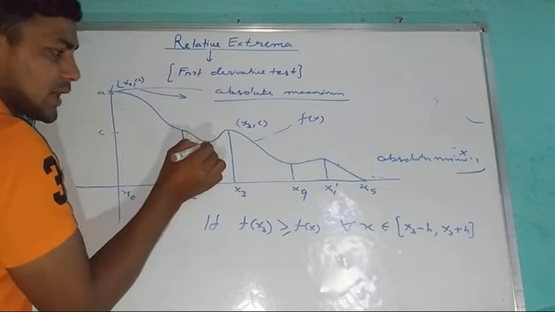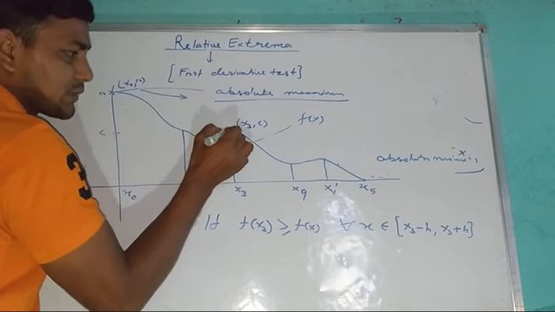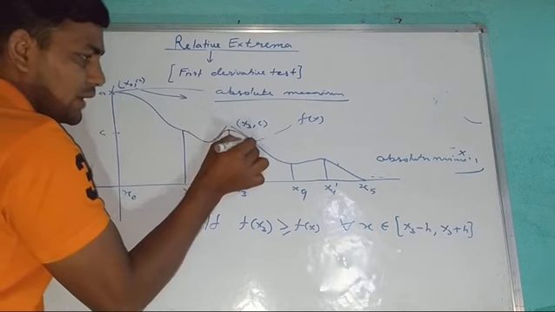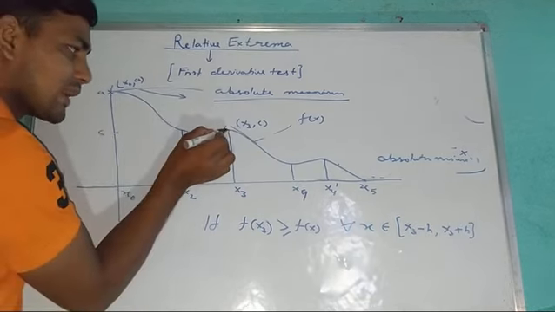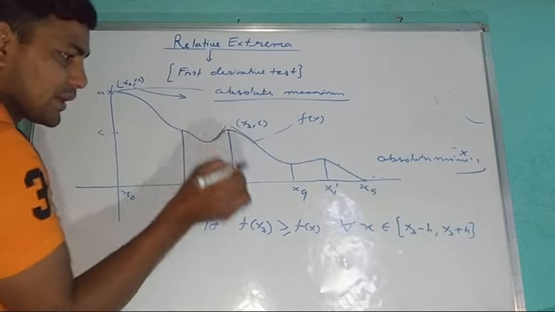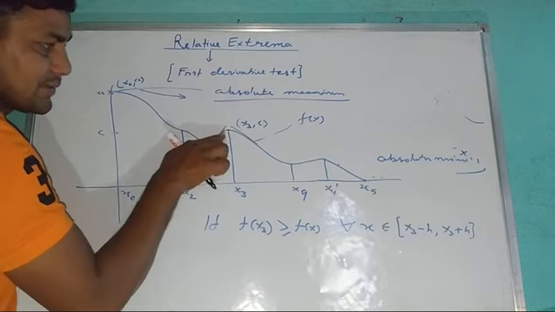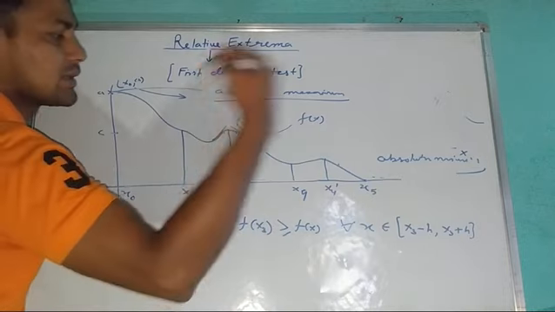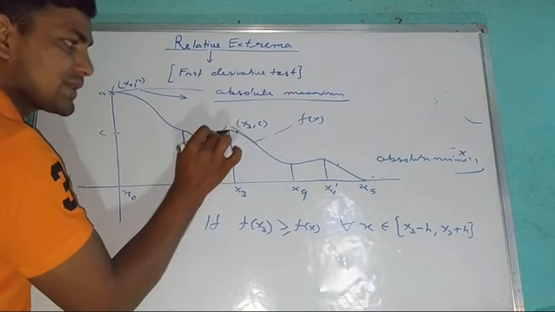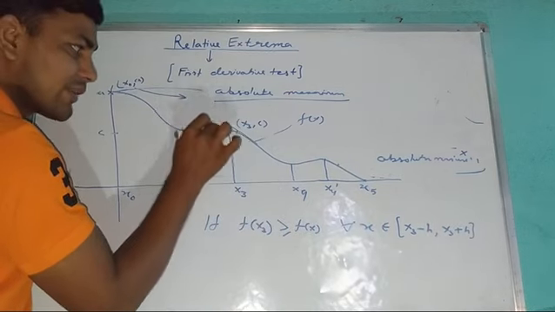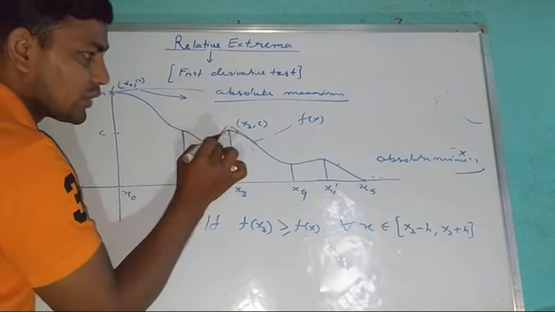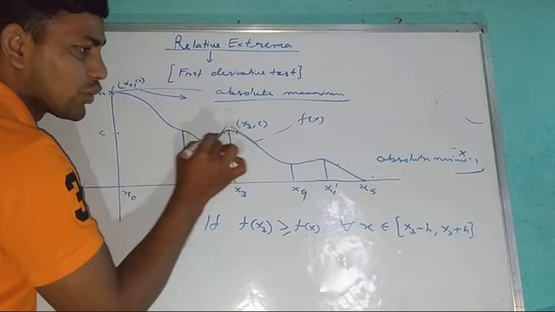when we approach, if you approach this point, x3, then you have a positive slope and then you have negative slope. In the neighborhood of x3, on the left hand side, the value of f'(x) is positive, and in the neighborhood of x3, right hand side, the value of f'(x) is negative. It means the value of f(x3) is greater than or equal to f(x) for every value in the neighborhood of x3.